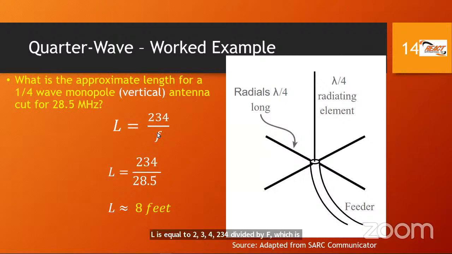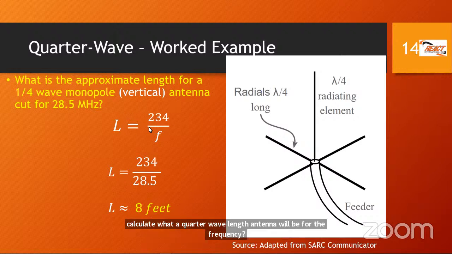They give us the frequency. Yes, they did. Frequency is 28.5 megahertz. That's a frequency in the HF spectrum, right? So remember, at the end of the slide deck, we'll be reproducing that trusty table that shows what is HF, what is VHF, what is UHF, the frequency ranges. So this is in the HF spectrum, 28.5 megahertz. Can we calculate what a quarter wavelength antenna will be for this frequency? Yes, certainly we can, because we know our trusty quarter wavelength formula.